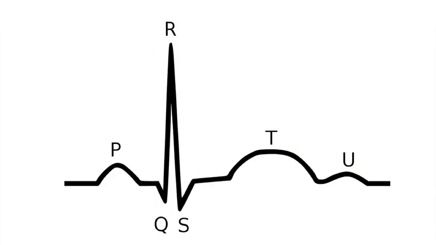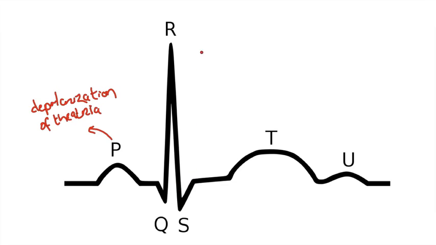So the P wave, we've looked at how the SA node generates the signal, and then that signal spreads to the muscle cells in the atria. And what this P wave shows us is the depolarization of the atria. Okay, so when the atria depolarizes, we see this peak.